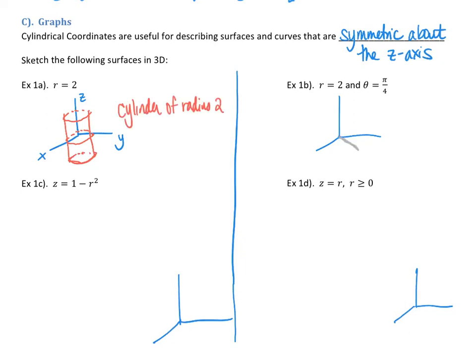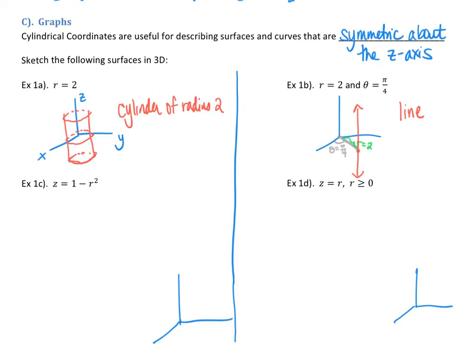Now for part B, I've specified two things. R needs to be 2 and theta needs to be pi over 4. So let's let this be pi over 4, and then we can say this total distance here, which is r, would be 2. And that needs to hold, so this point satisfies both. But this is also true for any z, because I don't have any restrictions on z. So it's actually going to be this line that goes all the way in 3D.